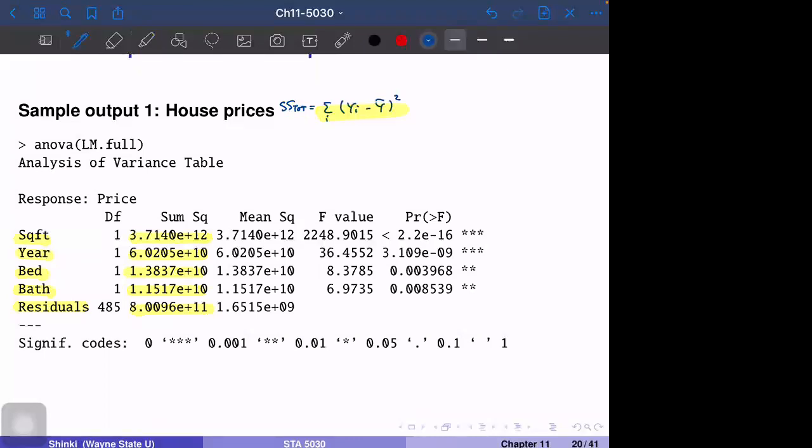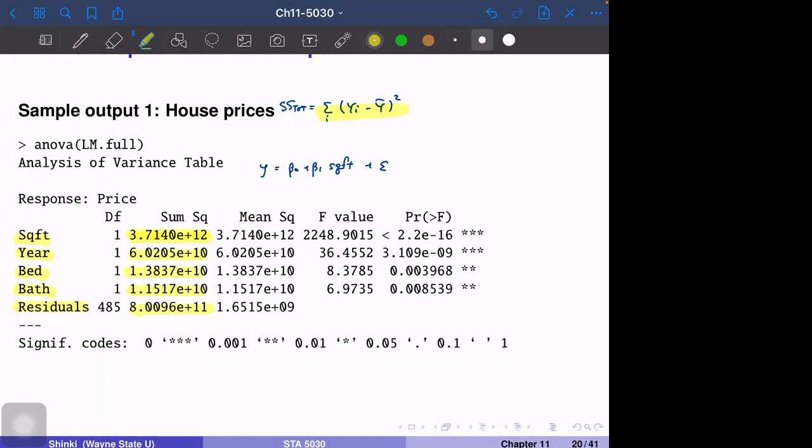So at first, the SQFT. If we include the square footage in the model, so that means y is equal to beta naught plus beta 1 square footage, then the error size becomes smaller. If we don't have square footage, then basically the variance of epsilon is the variability of y itself. But if we have beta 1, the variance is reduced, and how much it is reduced, that is the sum of squares. So that is the portion of errors explained by the square footage.